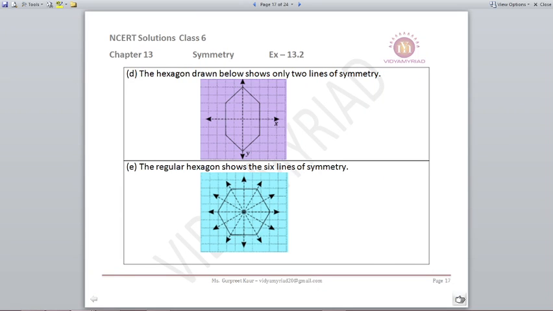In the case of a hexagon, a hexagon can be made in this way, and we can show that there can be two lines of symmetry as shown below. And in the case of a regular hexagon, which means all these 6 sides are equal, when all these 6 sides are equal, I can draw 6 lines on it which can divide it into symmetrical shapes.